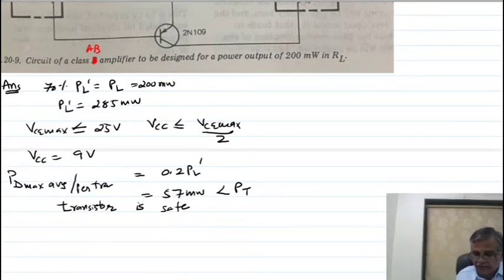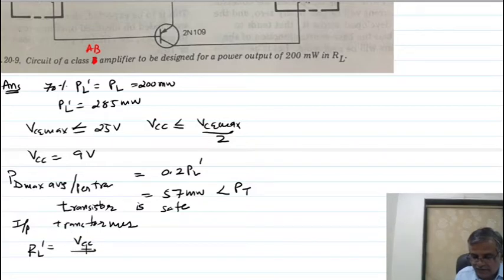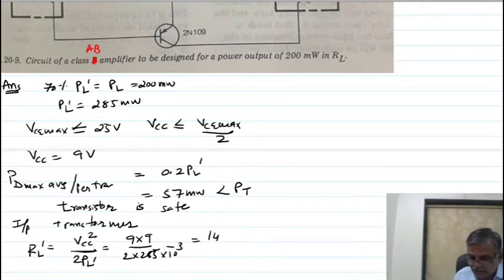Now, the transistor is safe, it is operated in a safe region. Now, for the output transformer. RL dash is VCC square by 2 PL dash, which is 9 into 9 upon 2 into 285 into 10 raised to minus 3. It is 142 ohm.